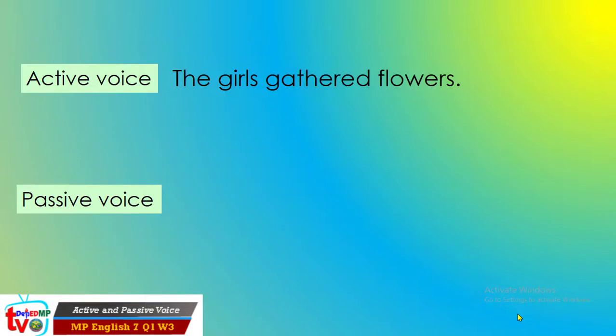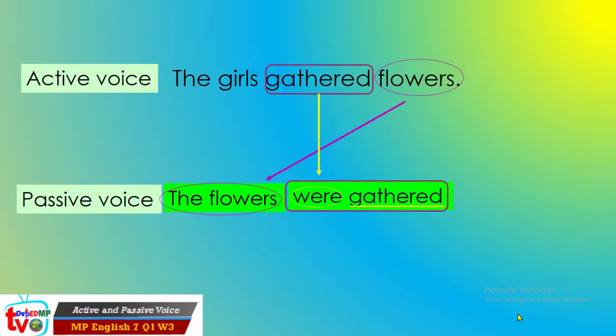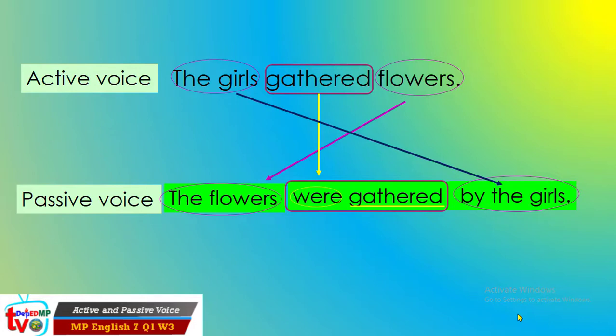To change an active voice sentence to passive voice, look for the object of the sentence and use it as the subject of the sentence in the passive voice. You also need to change the form of the verb. The subject in the active voice will be the object of the preposition by.